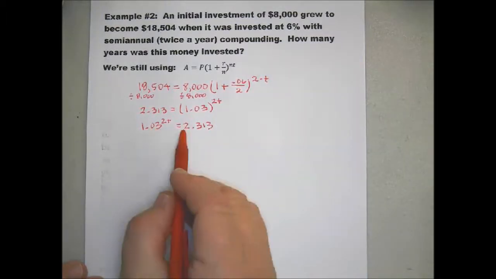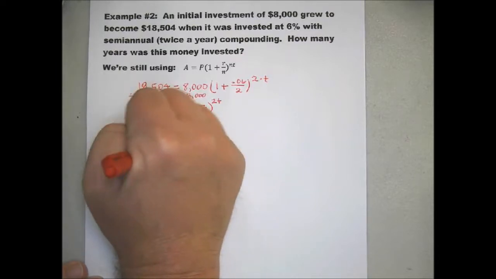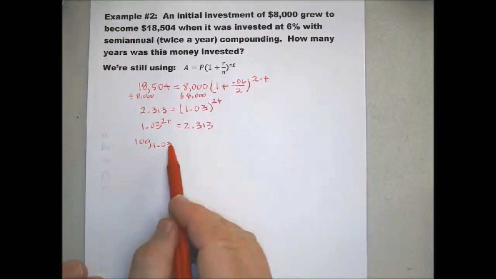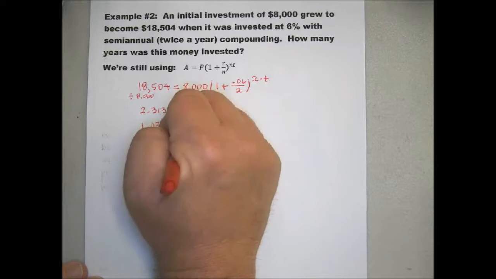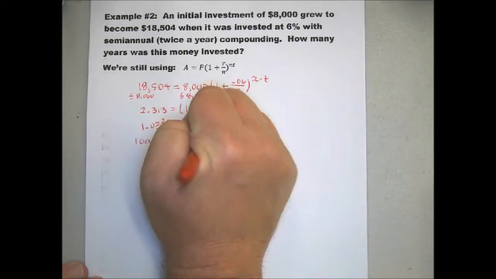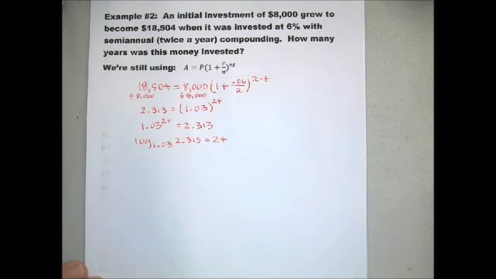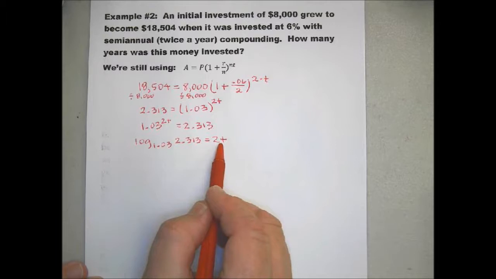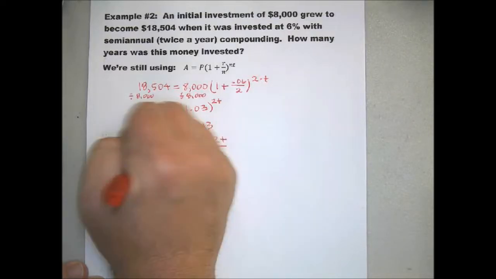And now we're going to have to go into log form because I can't get a common base. So I'm going to introduce logs. So the log of 1.03, I'm going from exponential form to log form. So the log base 1.03 of 2.313 equals 2t. So again, one more time, I went from exponential form to log form. Now, the way to get t by itself right here would simply be divide both sides by 2.